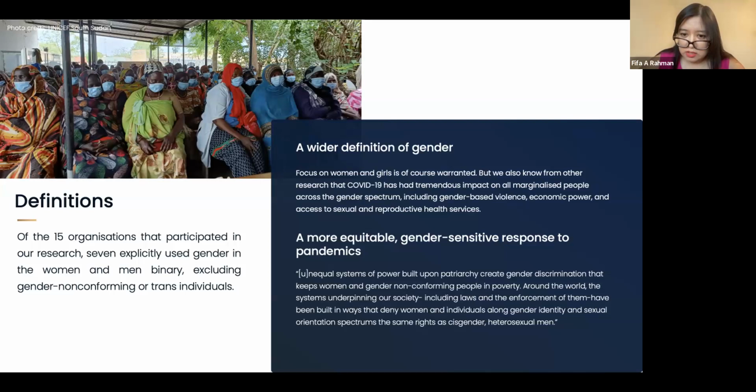So we took this wide definition of gender because we also know that these are built by the same systems of patriarchy that create gender discrimination and keep women and gender non-conforming people in poverty. So this wider definition is really designed to create a more equitable, gender-sensitive response to pandemics that is inclusive and addresses all the factors for access as regards marginalization.